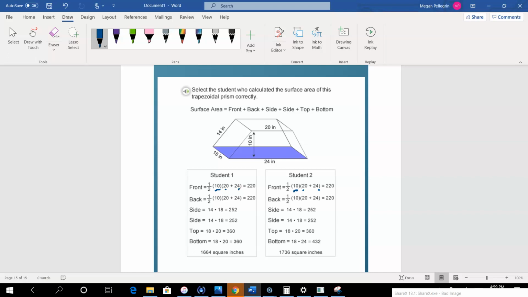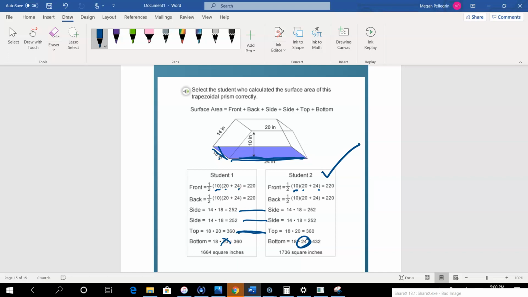Then we have side, so the left side is 14 by 18, and the right side is the same. Okay, and we still see these are still matching up. Then we have the top, 18 by 20, so this is 18 by 20, so that's good. And I have the same thing over here. And then the bottom, 18 by 20, so the bottom was an 18, so that's good. But it's by 24, so not by 20, but by 24. So student 2 would have been the correct student.